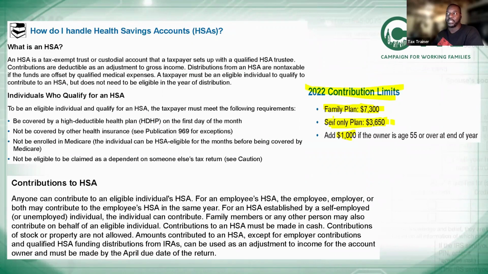My limits for a self-only plan is $3,650. My limits for a family plan is $7,300. If I'm over the age 55, I get an extra $1,000 bucks.